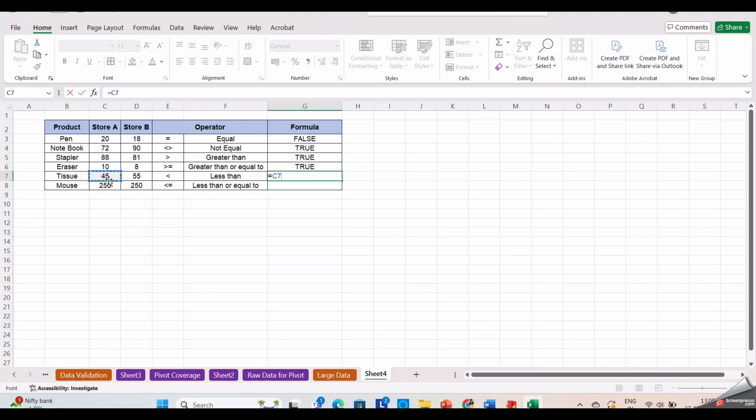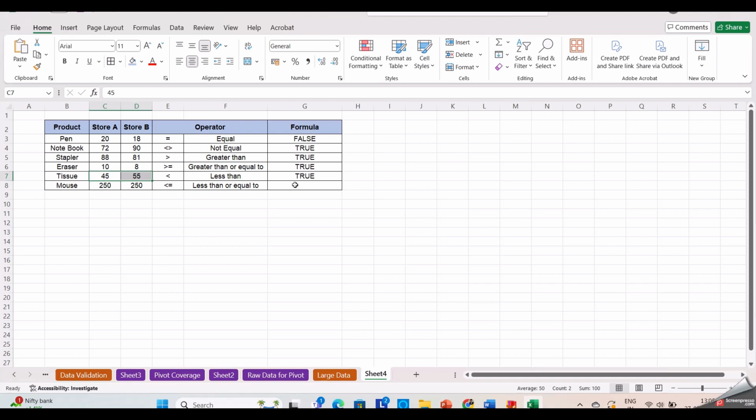I am using the formula now. I am selecting the prices, less than. Then I am using the formula. Then I am clicking on enter here. I have received the result now.